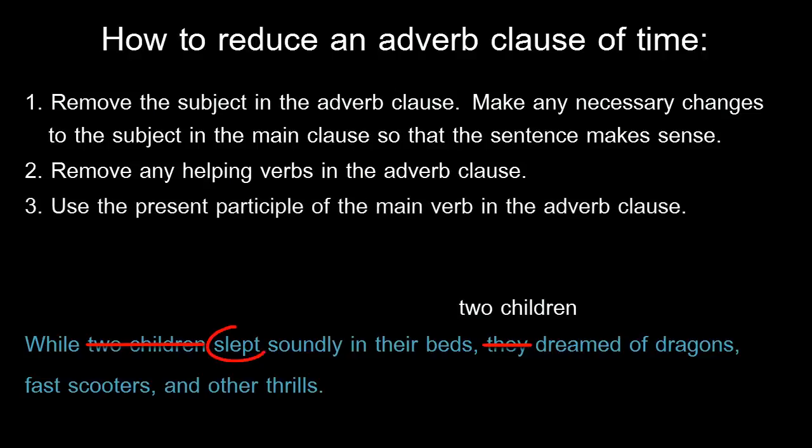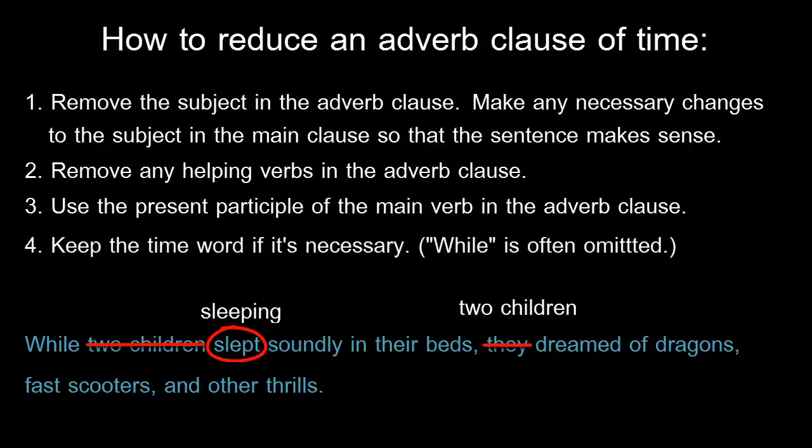3. Focus on the main verb. Use the present participle, and remember, with that present participle you're expressing an active meaning. And our last step, keep the time word if it's necessary. We don't always use a time word when we shorten an adverb clause of time. While is often omitted because it's understood.